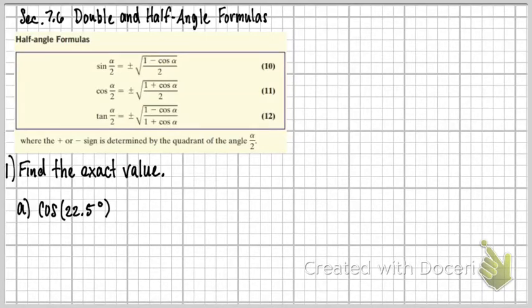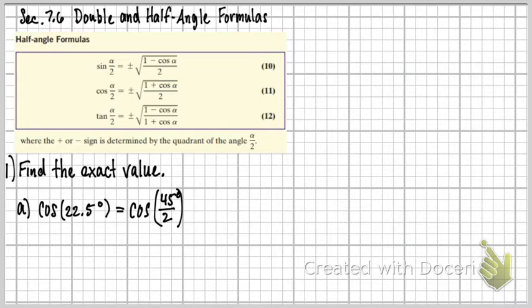So now we're going to get into section 7.6, double and half angle formulas. We're going to start off with the half angle formulas. This says find the exact value. Essentially what this means here is I'm going to take the cosine of, and instead of 22.5, if I double that, that's actually going to be 45 degrees over 2.